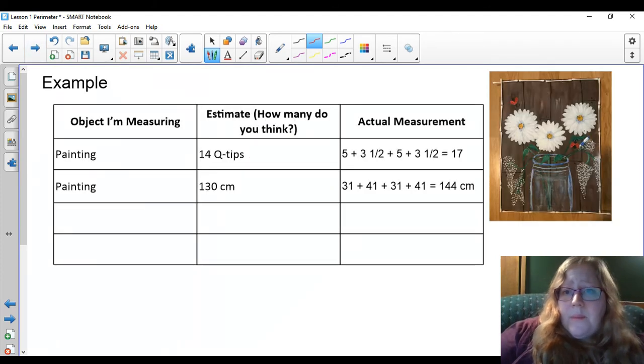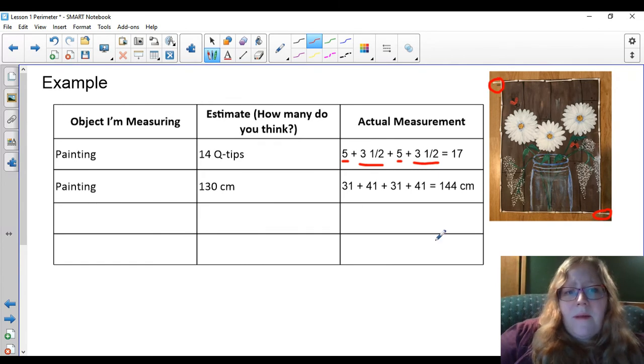So here's my example. I measured one of my paintings and I used Q-tips as my math manipulative. So I took an estimate. I thought it would be 14 Q-tips around. It ended up being 17. So I measured each side. I had 5. Since it's a rectangle, 2 of the sides were 5 Q-tips. And 2 of the sides were about 3.5 Q-tips each. You can see my Q-tips went over the edge a little bit here and here. And then I added it up and it equaled 17.